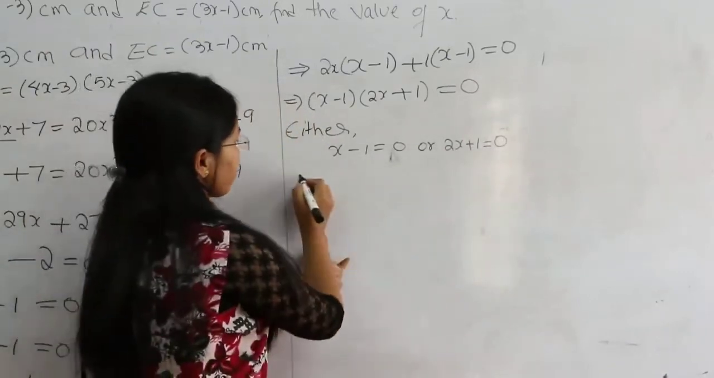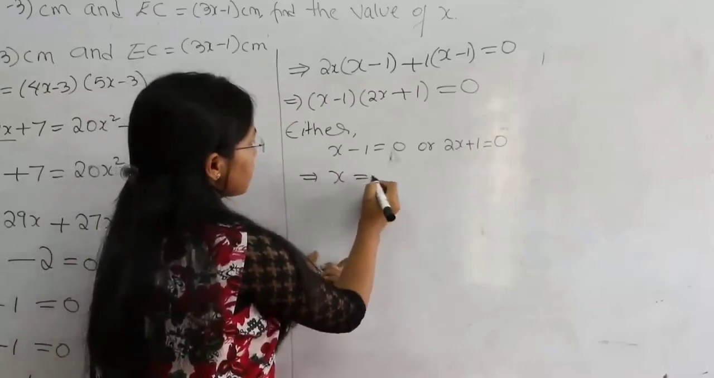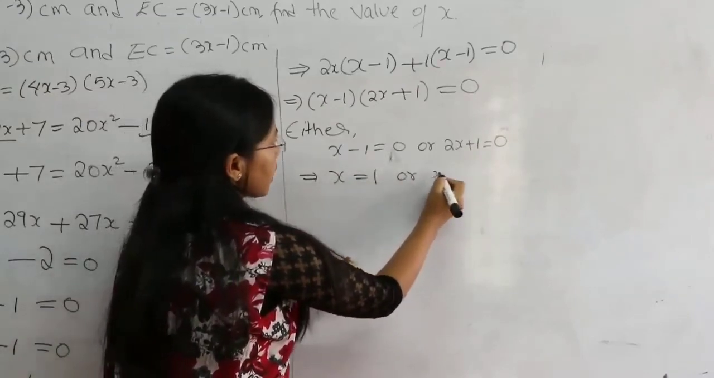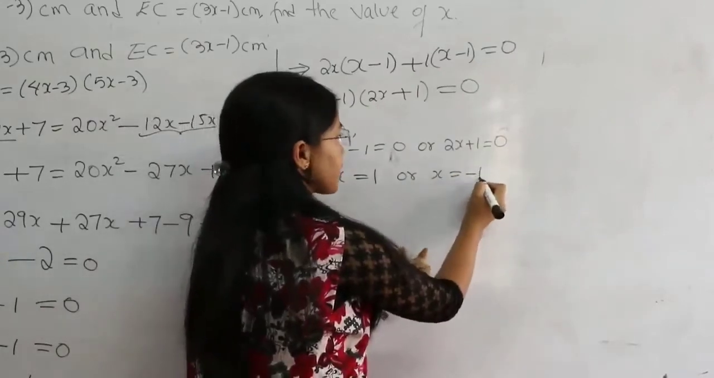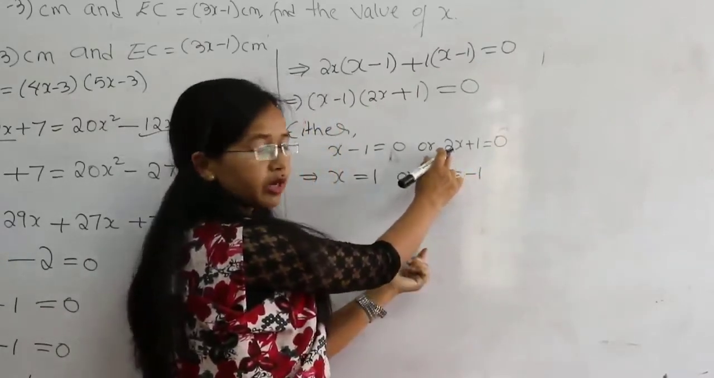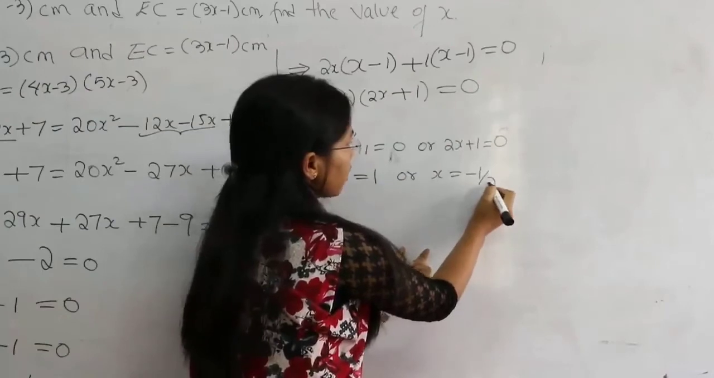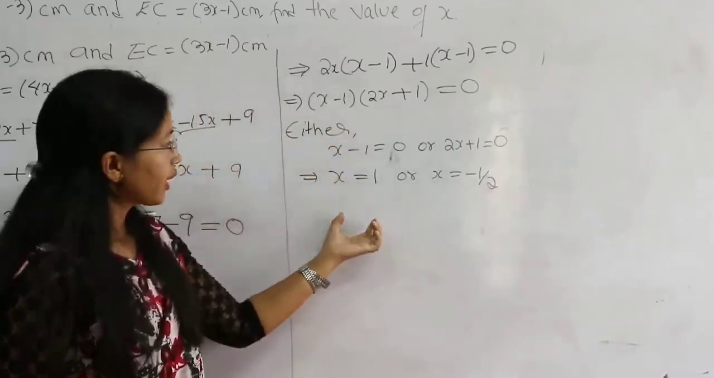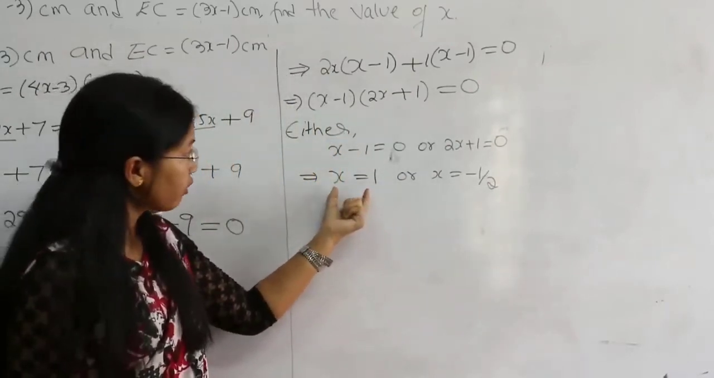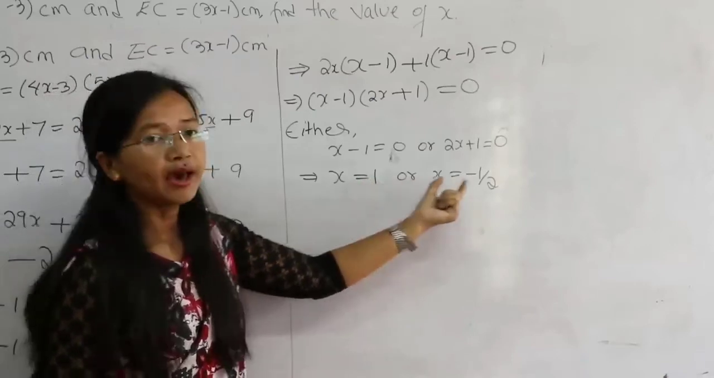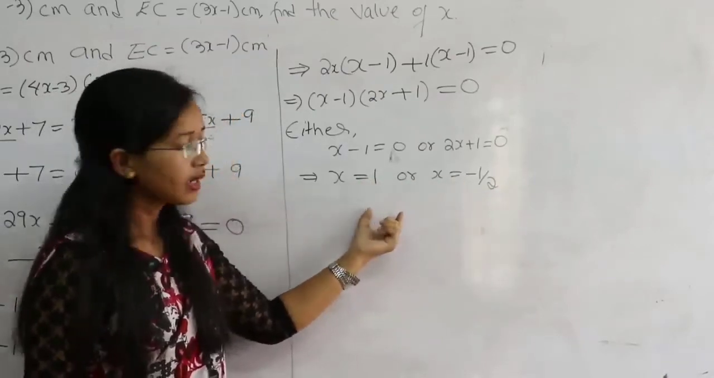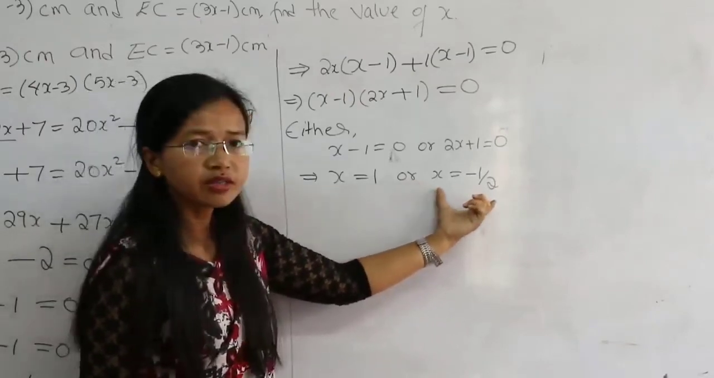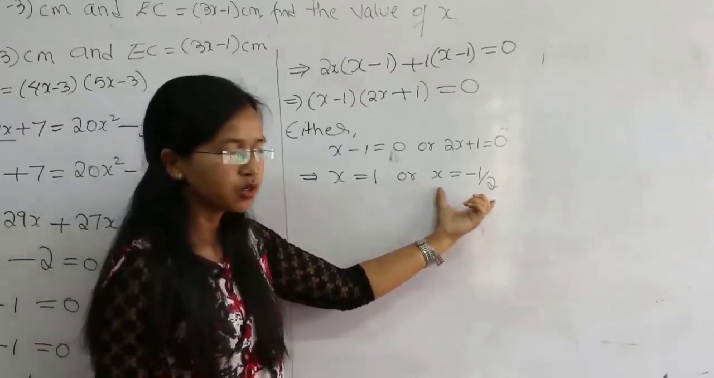Alright? So what do we get from here? X equal to 1 or x equal to, carry plus 1 there will be minus 1. Then you will cross multiply by 2. So we'll have minus 1 by 2. Alright? We get the value of x here as 1 and minus 1 by 2. Which one we will take? Alright? Let's check what happened when your x is equal to minus 1 by 2.